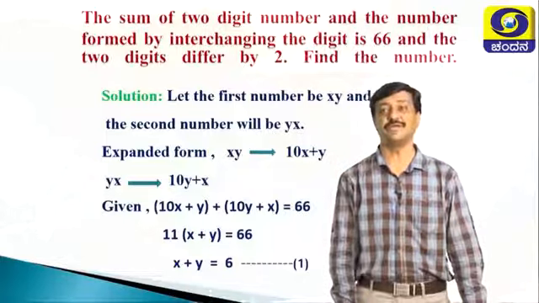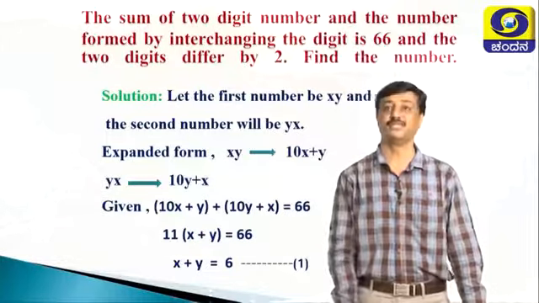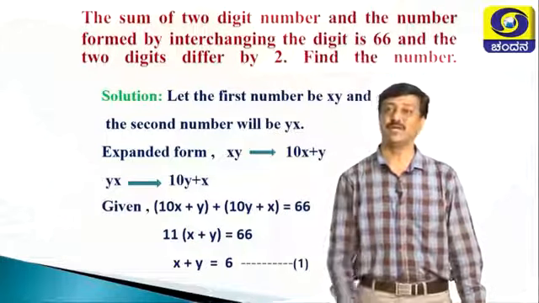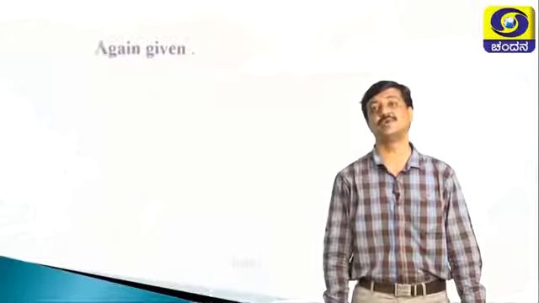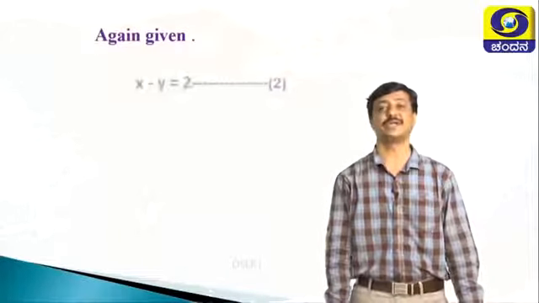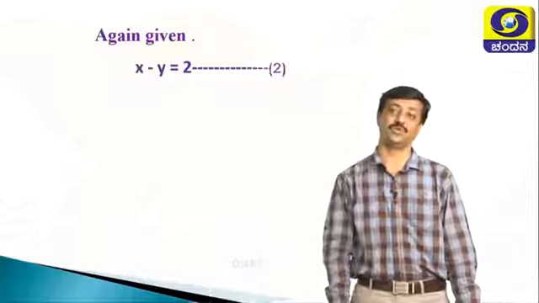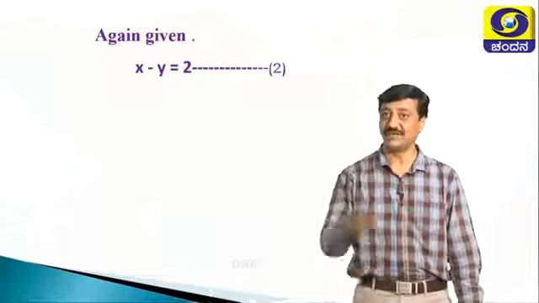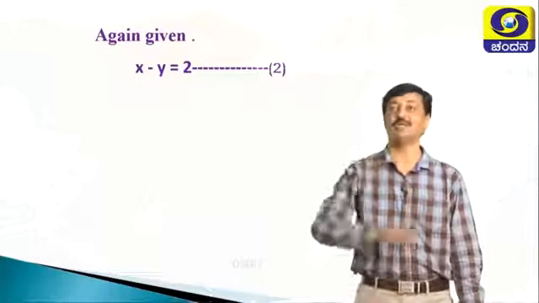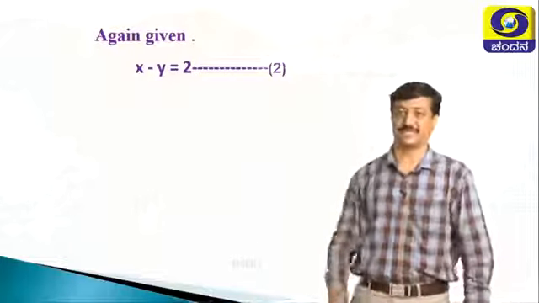The difference between the given 2 digits is 2. It is a simple statement. You can take x minus y is equal to 2 according to the second condition. That becomes equation 2. Now, we have two equations, equation 1 and equation 2. Let us solve both the equations by applying any one of the methods.